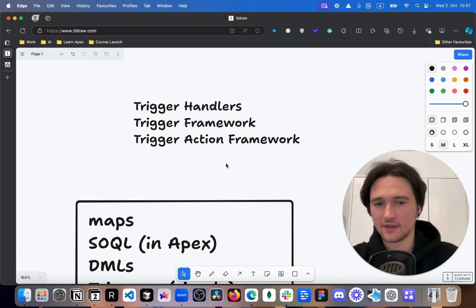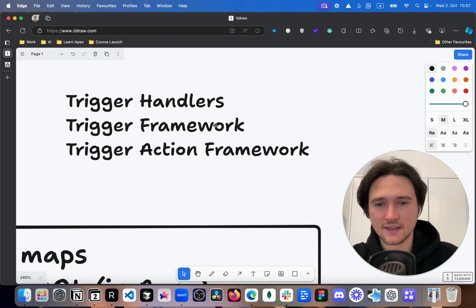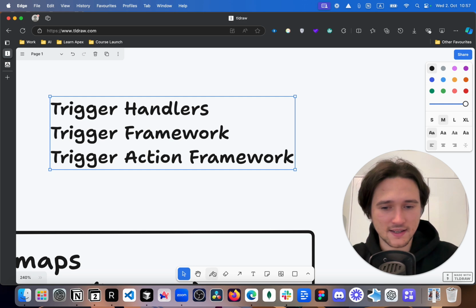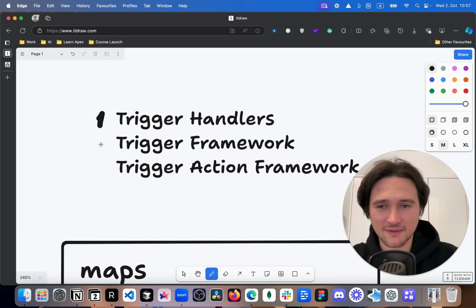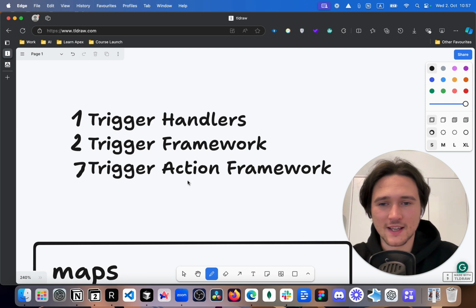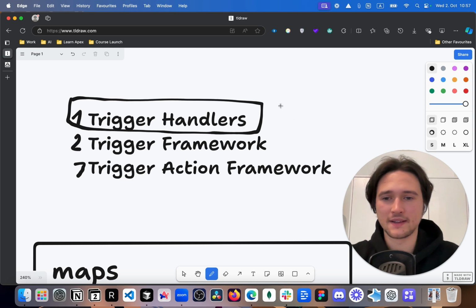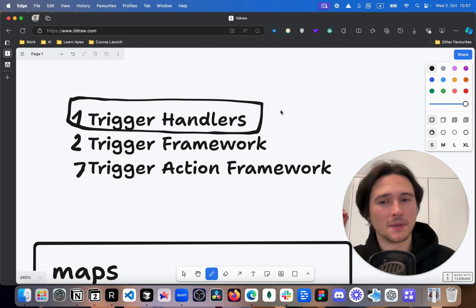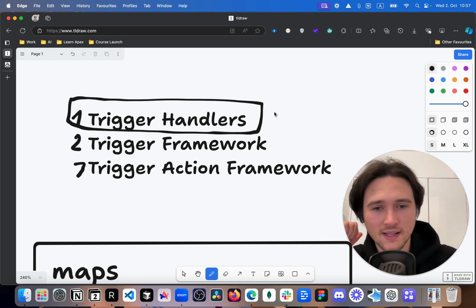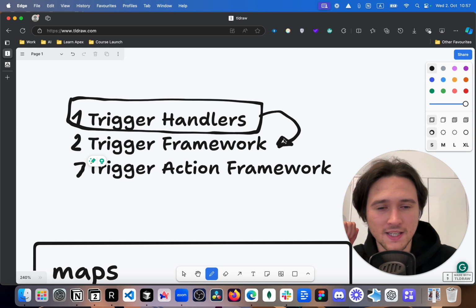Okay, so they look like this, and we basically have, this is level 1, this is level 2, and this is level 3. And I would say that you should also consider them in this way. I usually focus on trigger handlers the most. This is where you should really understand how people write trigger handlers, because once you understand trigger handlers, the step to understanding trigger framework is usually super easy.